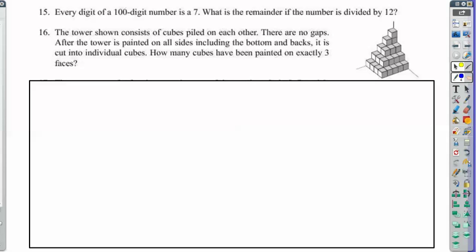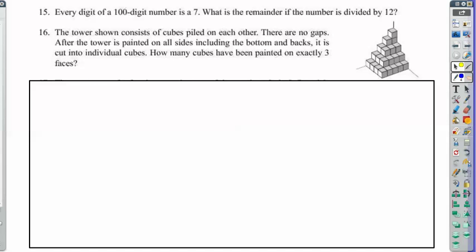All right, 16. A tower consists of cubes piled on top of each other. There are no gaps. After the tower is painted on all sides, including the bottom and backs, it is cut into individual cubes. How many cubes will have been painted on exactly 3 faces? Well, let's go through this individually.